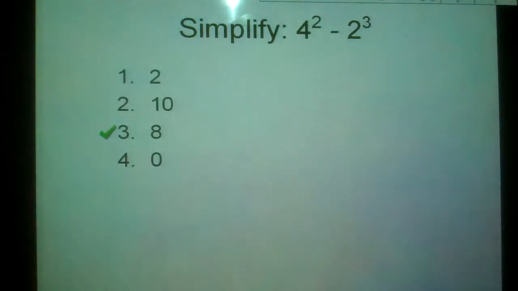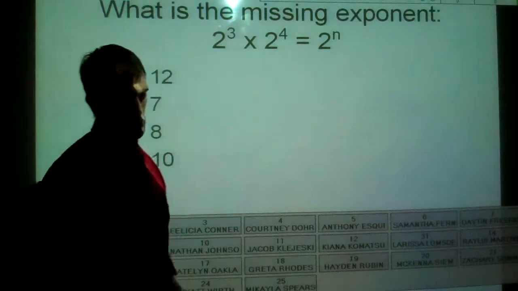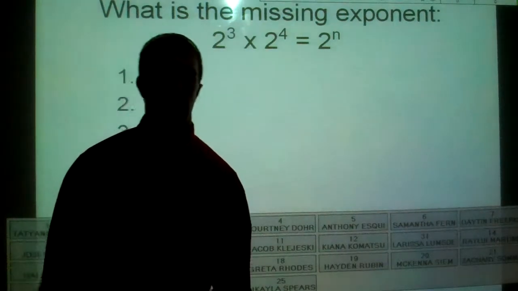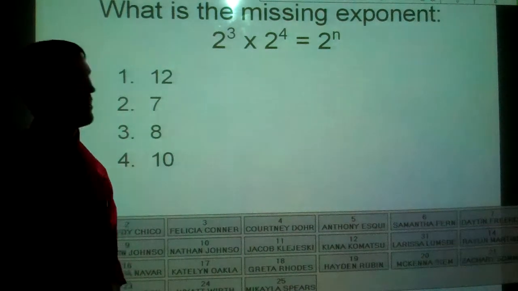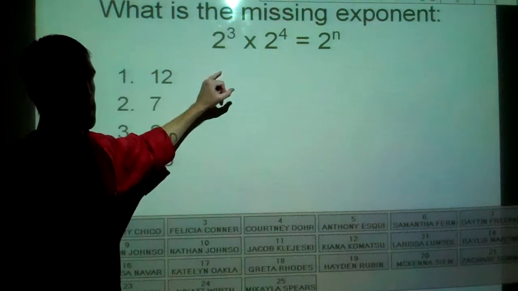Okay, moving right along with these examples. Now this one's a little interesting. What is the missing exponent? So 2 to the third times 2 to the fourth equals 2 to the what? So we're looking for that n there. We have special rules with these exponents, which we will get into more detail with later. Basically, let's think about the definition of what exponents mean.